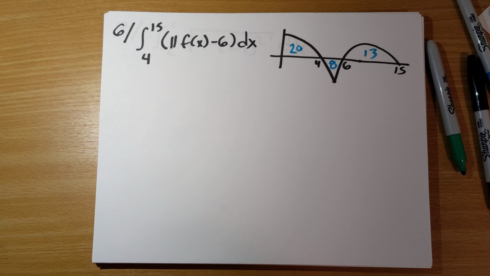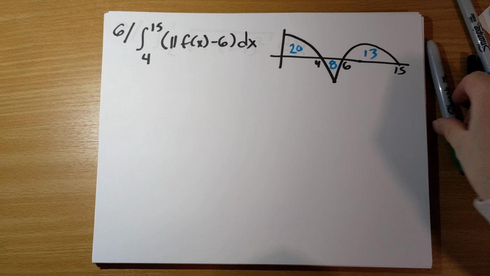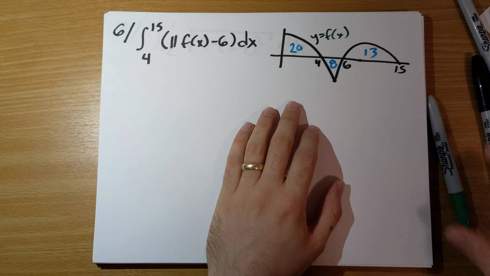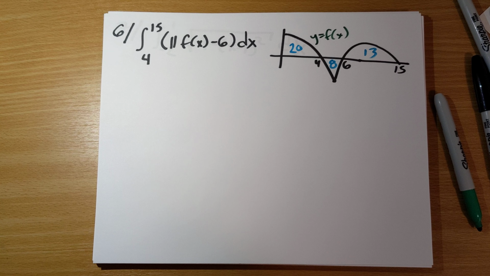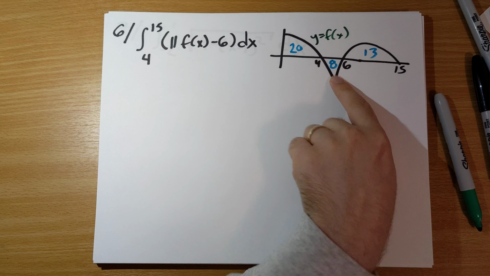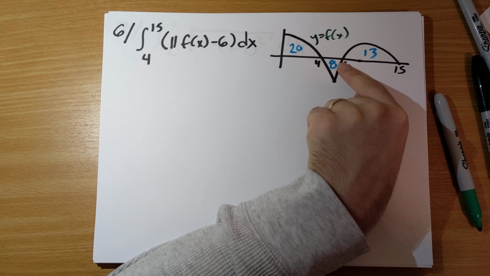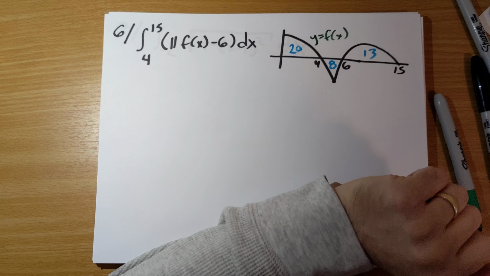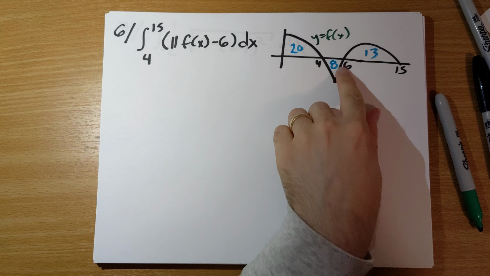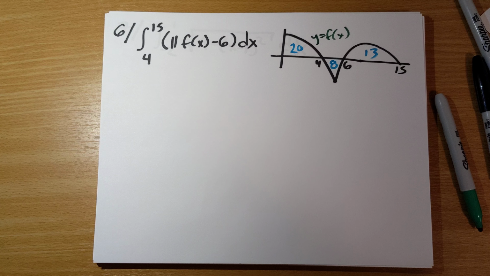Problem number 6. We're asked to evaluate the integral between 4 and 15 of 11 times f of x minus 6 dx for this function right here. We've graphed y is equal to f of x between 0 and 15. I also have to point out the shaded areas here. This bump right here has area 13. We're given that this curvy triangle-ish region down here has area 8.